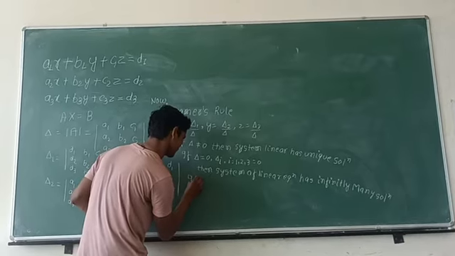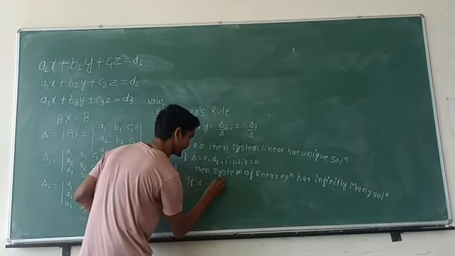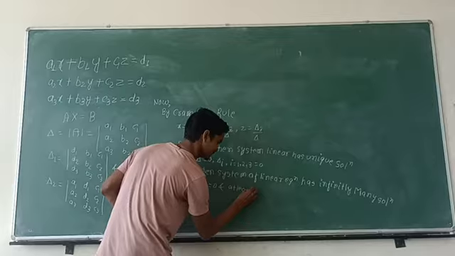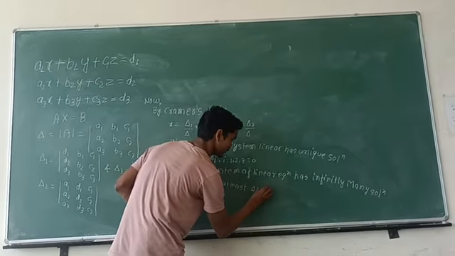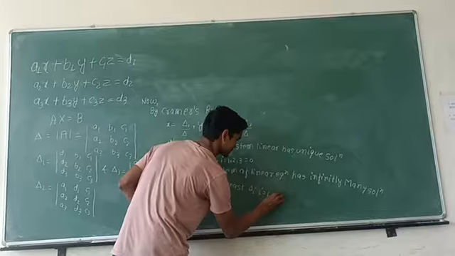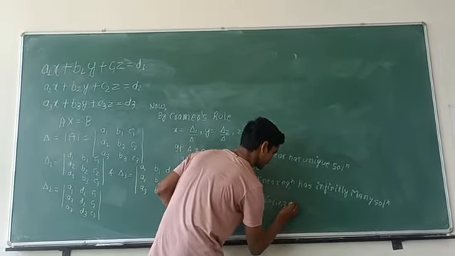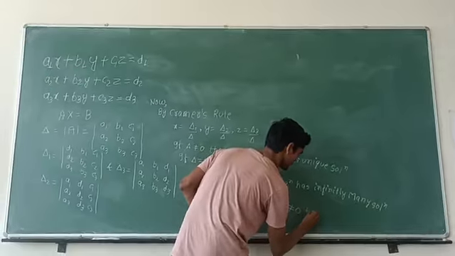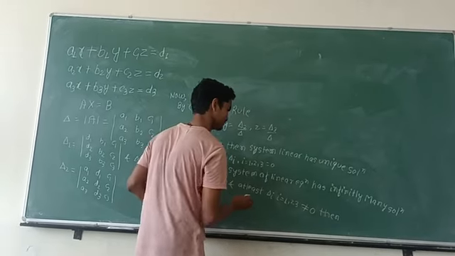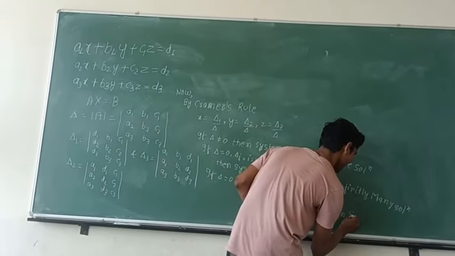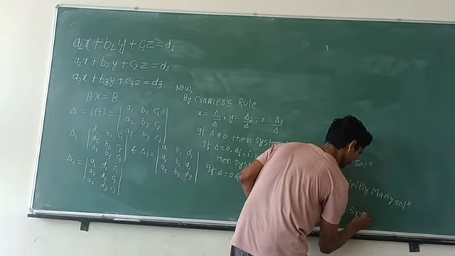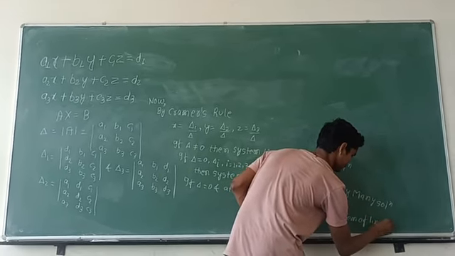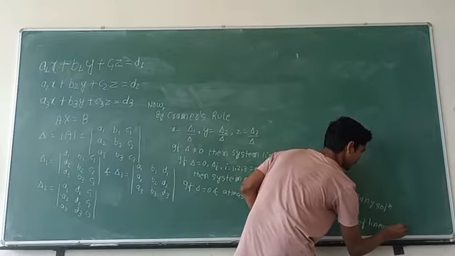And if delta is equal to 0 and at least one delta i, for i is equal to 1 to 3, is non-zero, then the system of linear equations has no solutions.